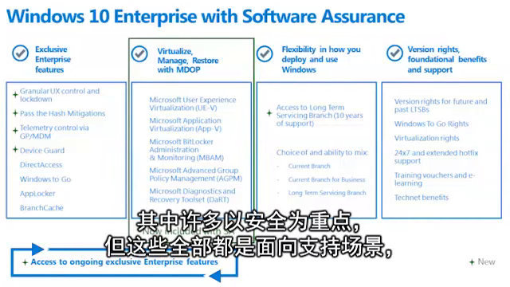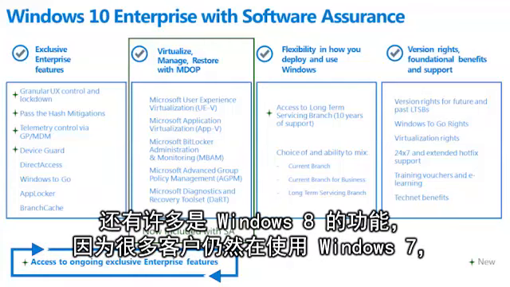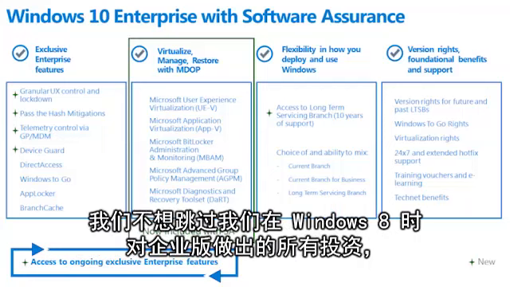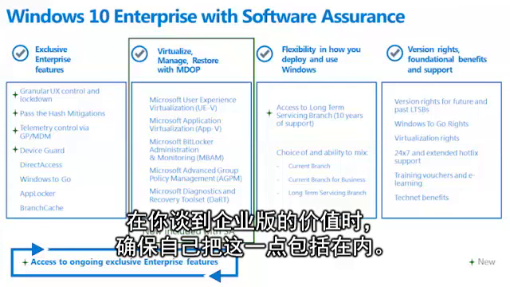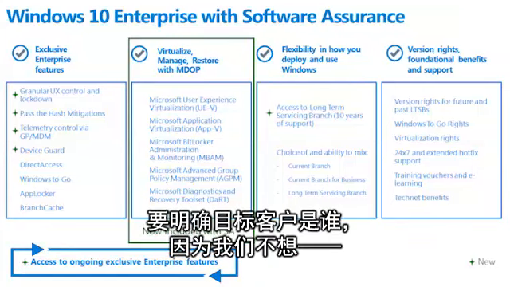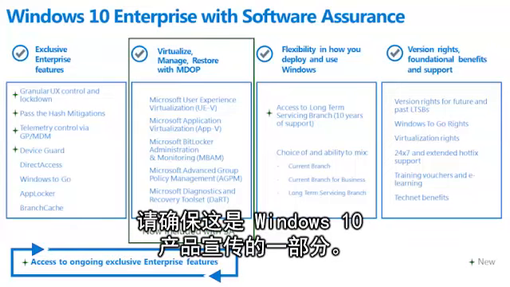Many of them are security focused, but they're all geared towards supporting scenarios that large commercial customers are going to be interested in. Many of these are Windows 8 features because a lot of customers are still on Windows 7, and we don't want to leapfrog all the investment we made in Windows 8. For Enterprise, it is a net new feature for Windows 7 customers. So make sure you build that in as you're talking about the value of Enterprise Edition. Know where the customer is, because there was some really great functionality delivered for enterprises that they haven't experienced yet. So make sure that's part of the pitch of Windows 10.